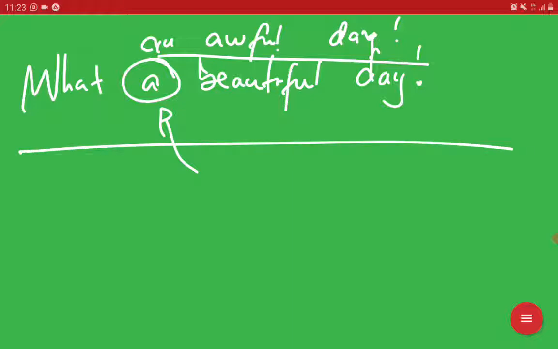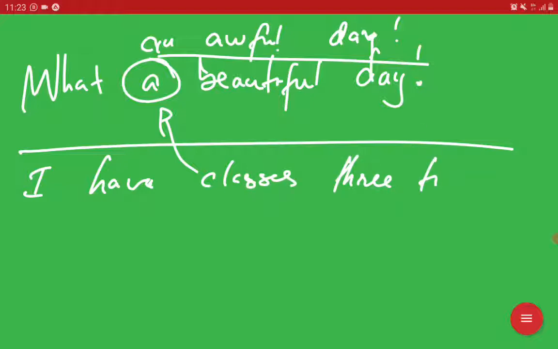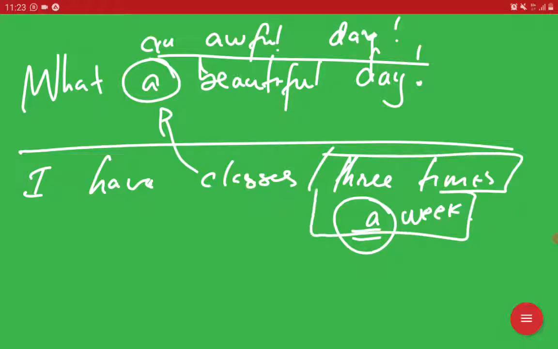For example, I have classes three times a week. Here, I'm just using a week, because three times a week is an expression of frequency. Three times a week, twice a month, once a day, half an hour, and so on.